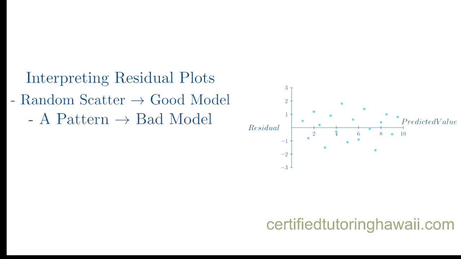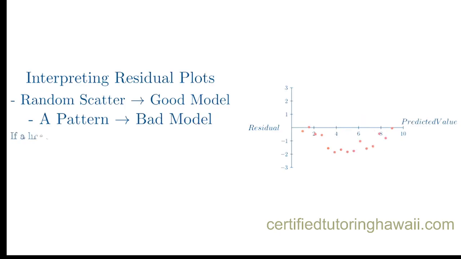Conversely, if the residual plot shows any clear pattern, the model may be inappropriate. A pattern indicates a systemic error. For instance, if the residual plot looks like a parabola, that's a pattern. Or, if it has a megaphone shape, that's also a pattern.